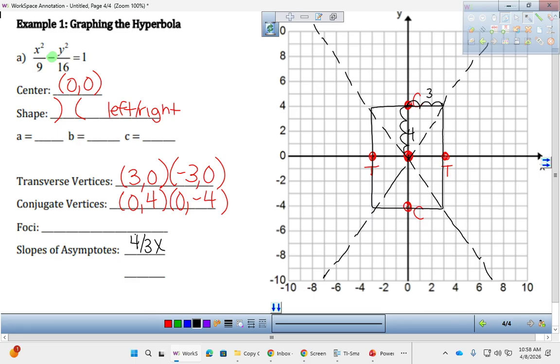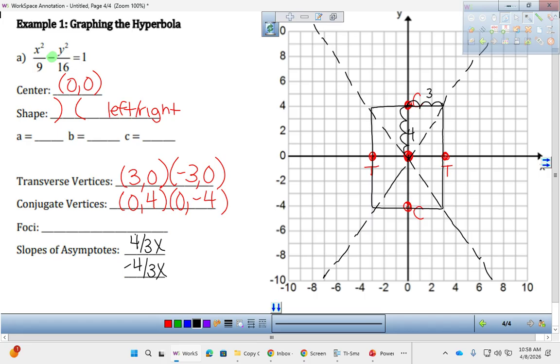If one of the slopes is 4/3, the other one's negative 4/3. They're always the same number but opposite. You could do rise over run on this side, but this line is going to have the same slope. It's just going in the negative direction. So if this is 4/3, then this is negative 4/3. You with me so far? Kind of. It's confusing. All right.